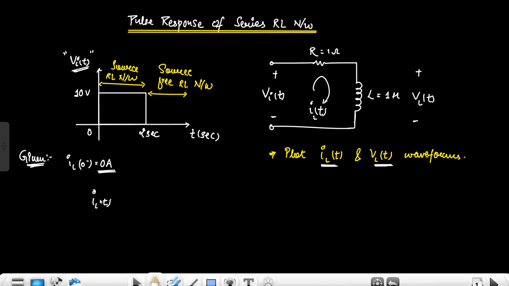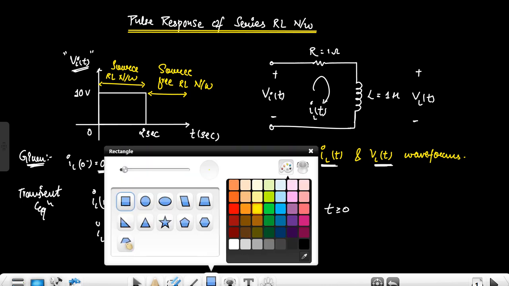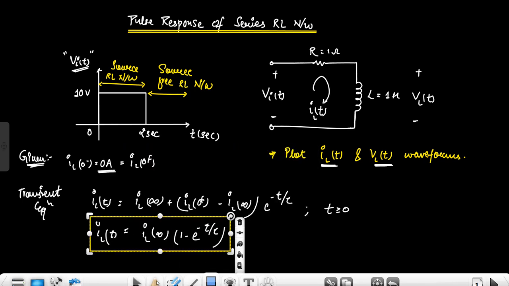So IL of t will be equal to the transient equation for the inductor current, that is IL infinite plus IL 0 plus minus IL infinite, times exponential raised to power minus t upon tau. This is valid for the time instant t greater than or equal to 0. This is nothing but equal to IL 0 plus, which is 0 ampere, so this will be simply IL infinite times 1 minus e raised to power minus t upon tau. According to this charging equation, the inductor current will increase.